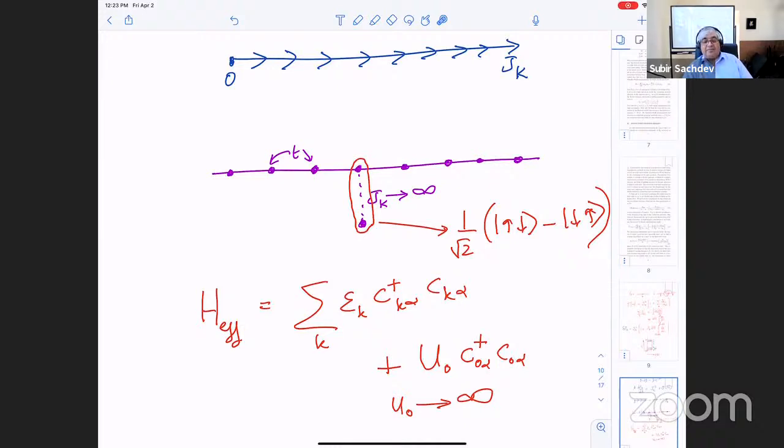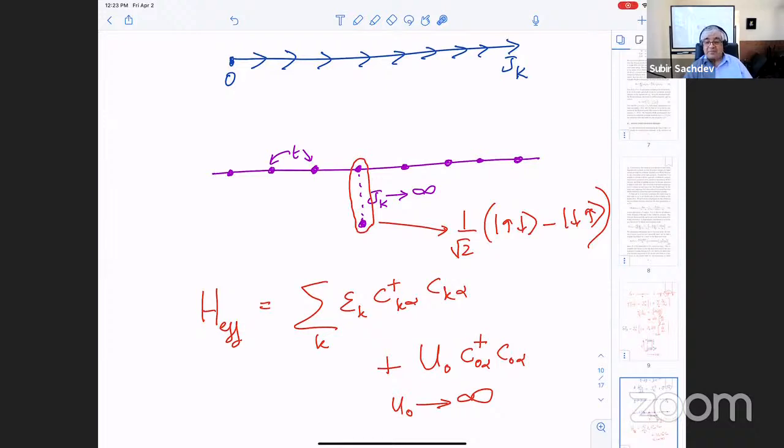So basically, in the end, you find that as JK goes to infinity, the picture is extremely simple. There is no moment left over. It's completely gone and is bound into a singlet.